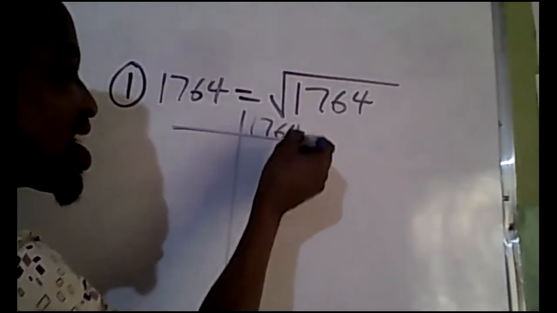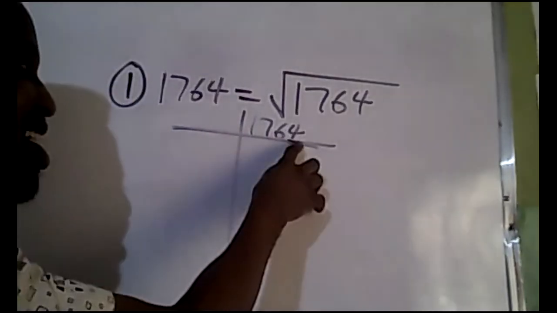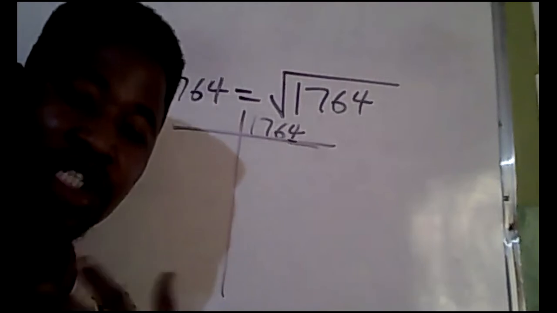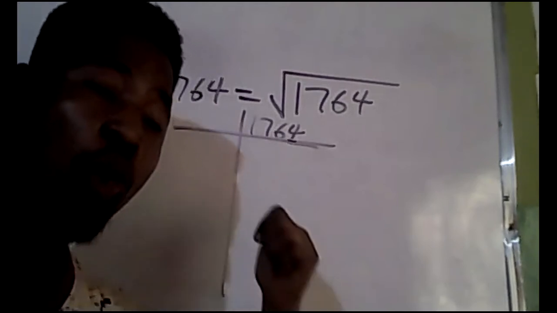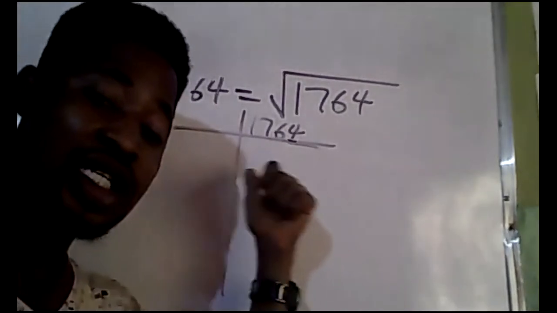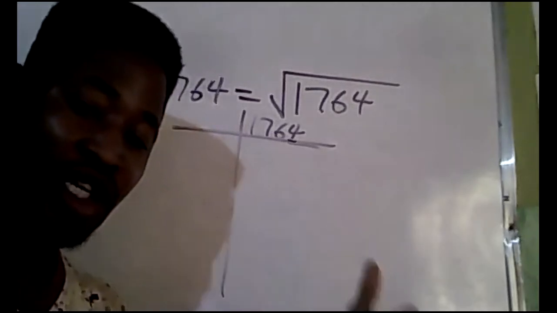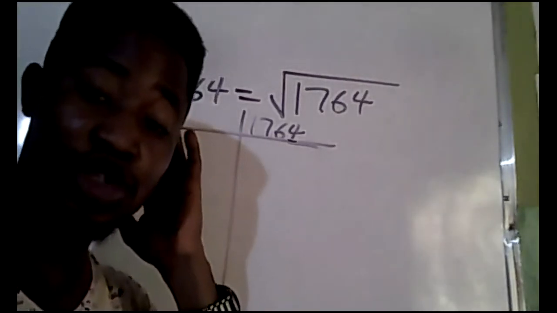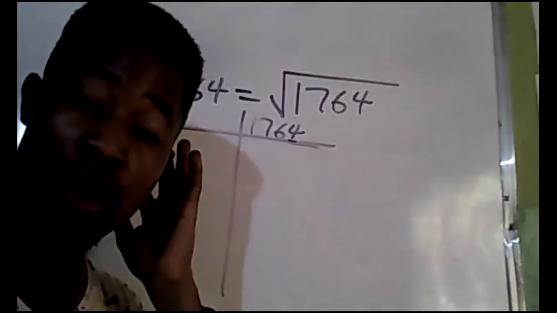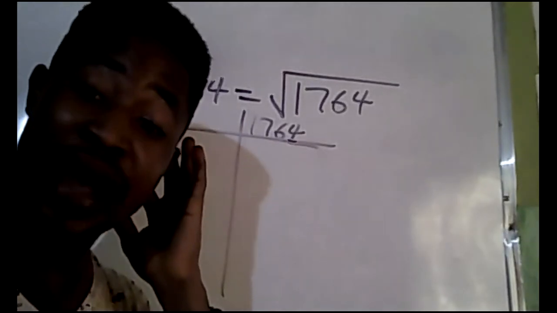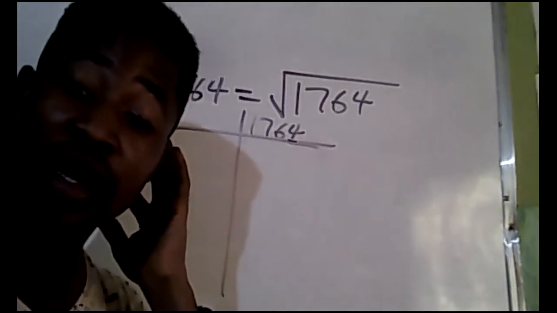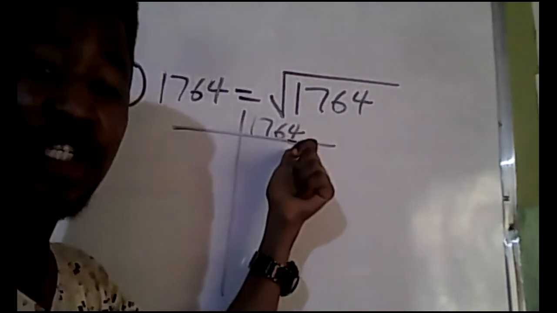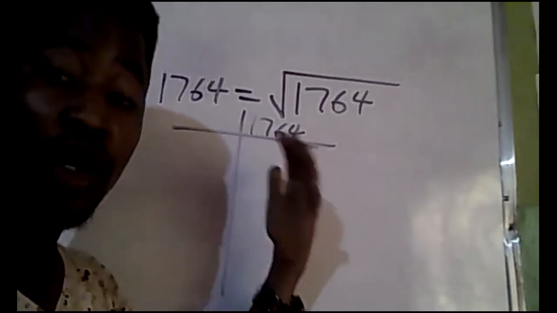Check the last digit of that number. The last digit is 4. Why must we check the last digit? Checking the last digit helps you to know what number will divide through this group of digits. I've taught in class the trick: how do you know when a number can be divided by 3? How do you know when a number can be divided by 2? This is one of those tricks. So checking the last digit helps you to know what number will divide that.